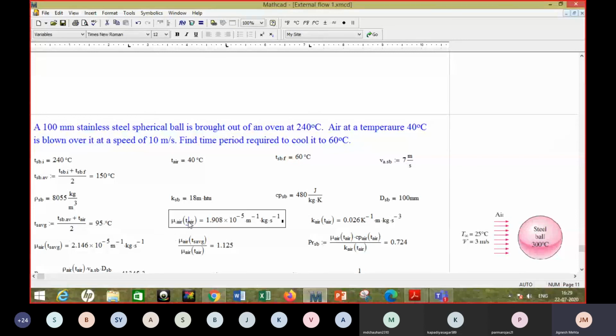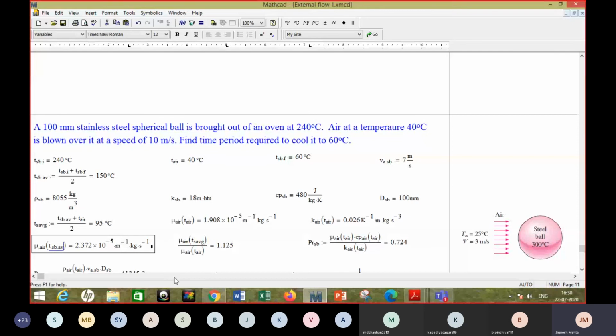Then the property of air, right? So this is the fluid temperature, T air, which is 40 degrees Celsius. So you can see the properties are evaluated at the bulk temperature of the fluid and not the mean film temperature. This is the thermal conductivity, and this mu should be calculated at the surface temperature, right? So actually this should be changed.